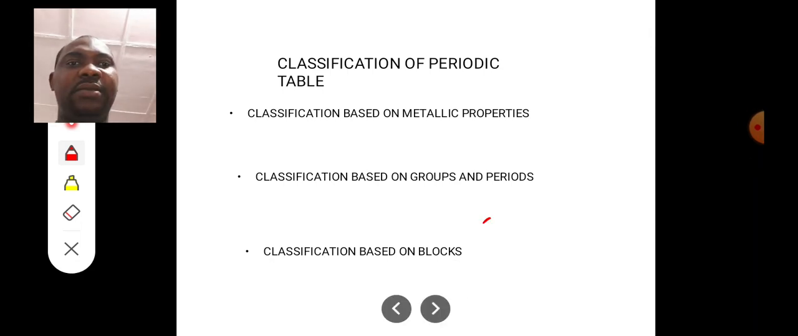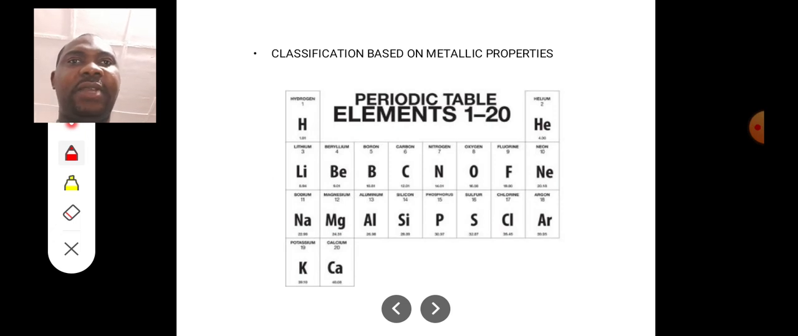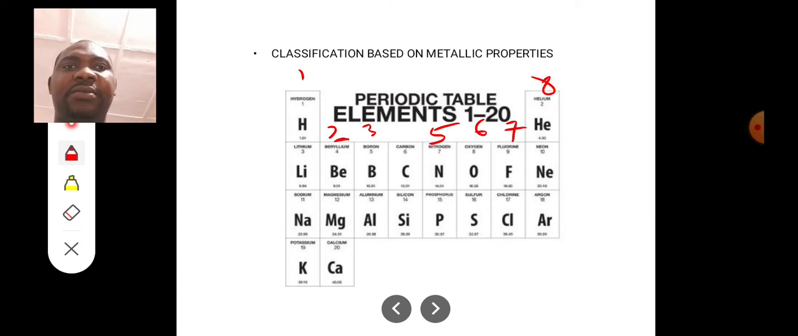Now let's move on. Classification based on metallic properties. First of all, I would like to say this, that group 1 to group 3 elements are metals. So you see, this is group 1, this is group 2, and this is group 3. They are all metals. Okay, then group 5 to group 8 elements are non-metals. So this is group 5, this is group 6, this is group 7, this is group 8. Okay, they are non-metals.